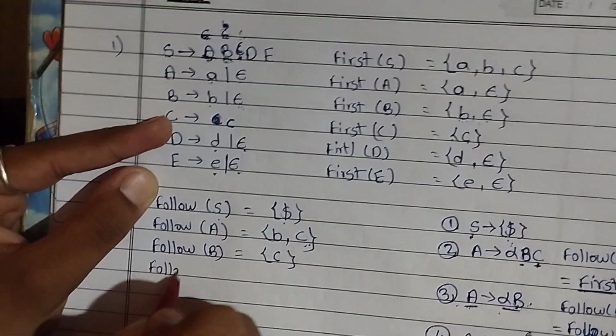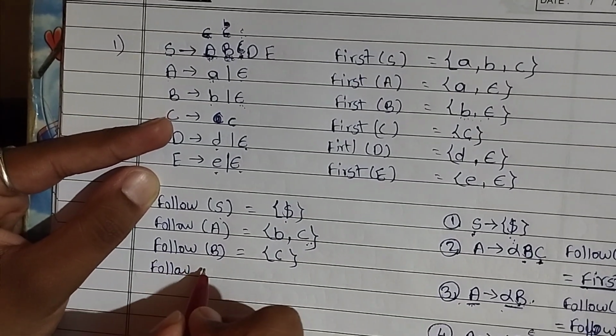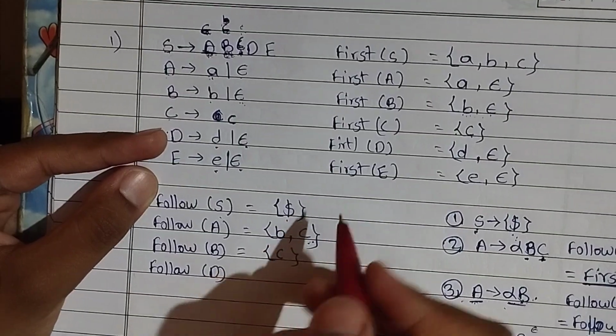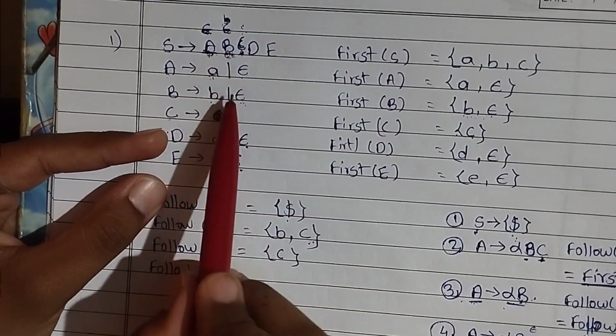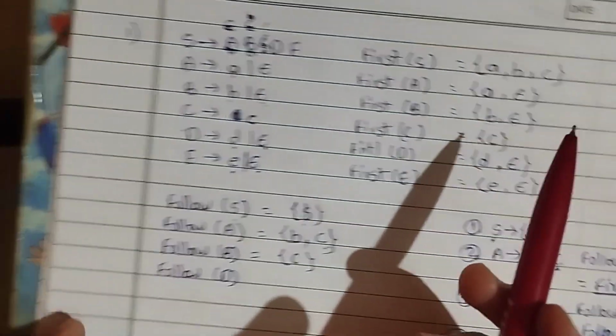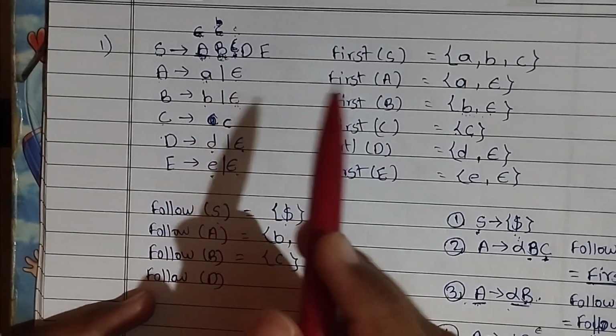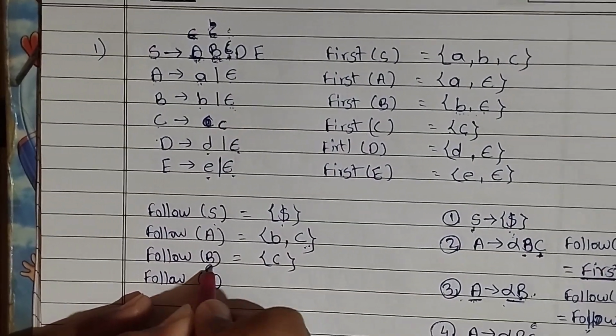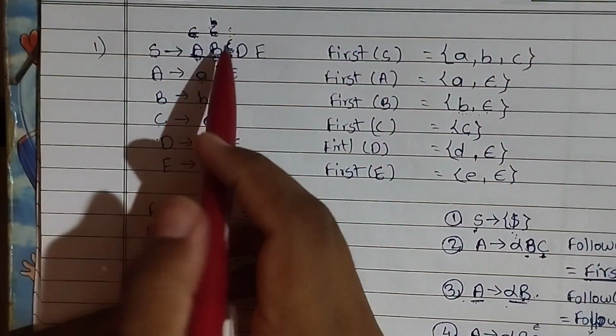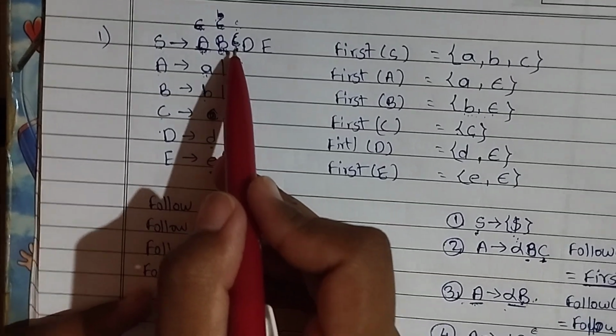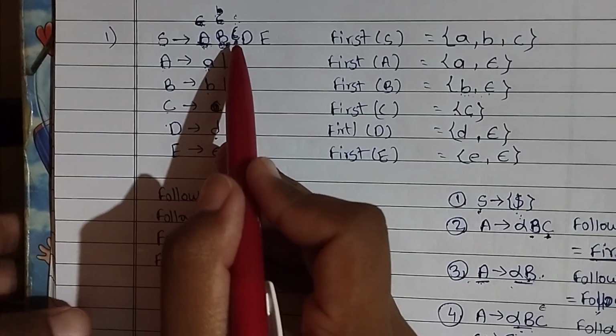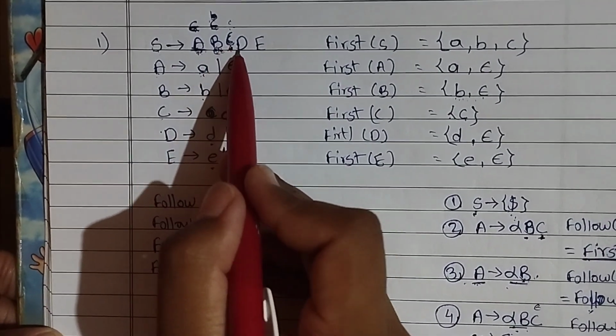Now follow of D, because only one time B is present at the right side, and we consider that. Now we move ahead. First we find out follow of C. C is present at the right side only one time here. So this C is followed by D.